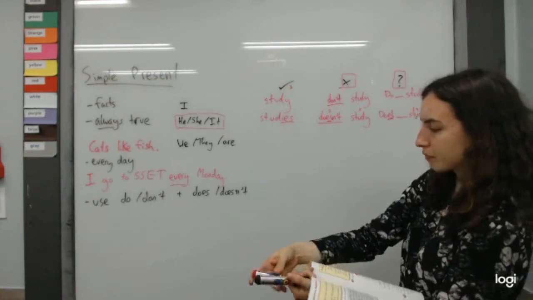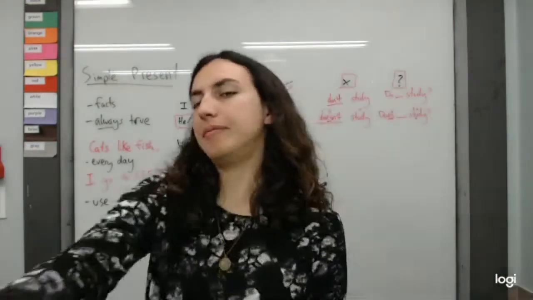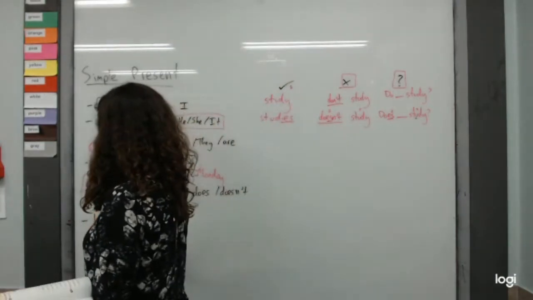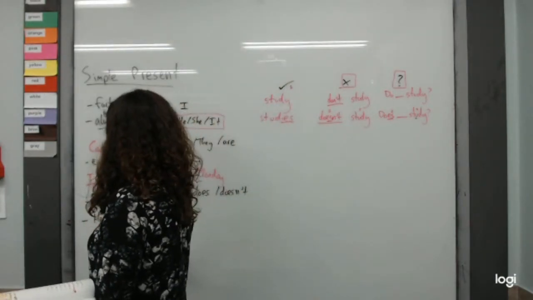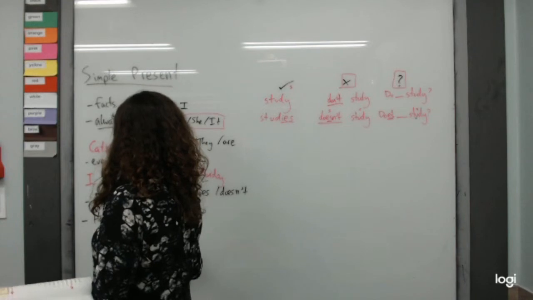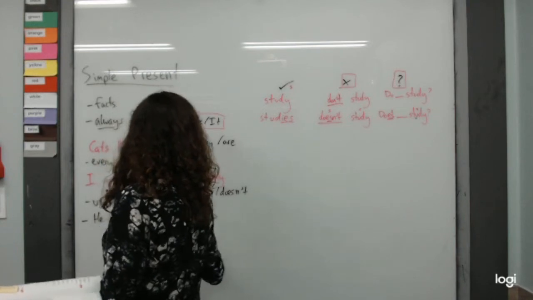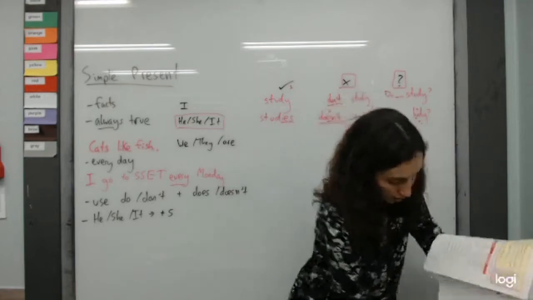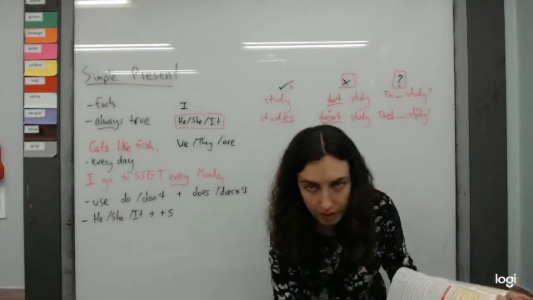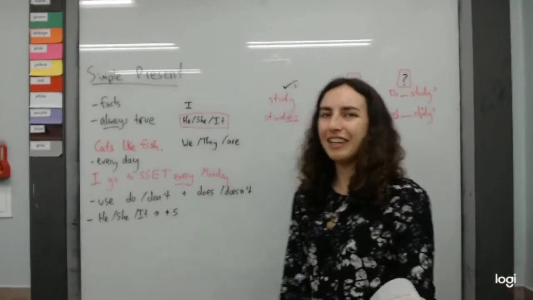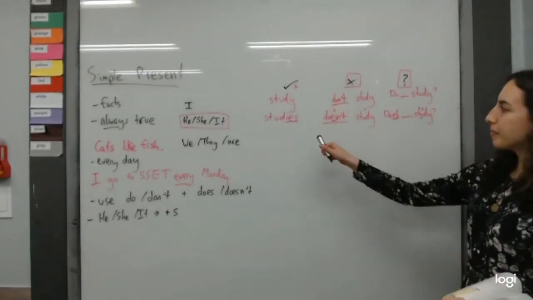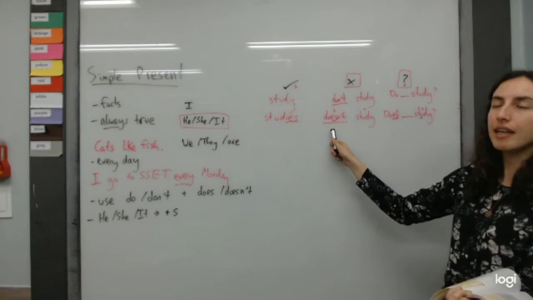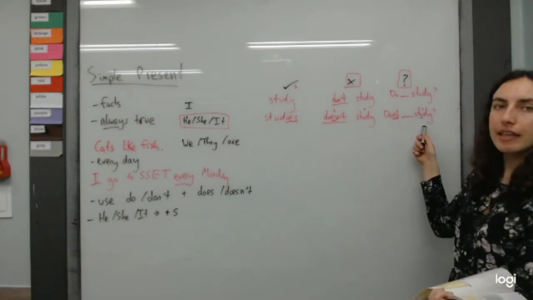Okay. So remember, simple present, we start with he, she, it. We need to add s, okay? So, he studies, he doesn't study, and does he study?